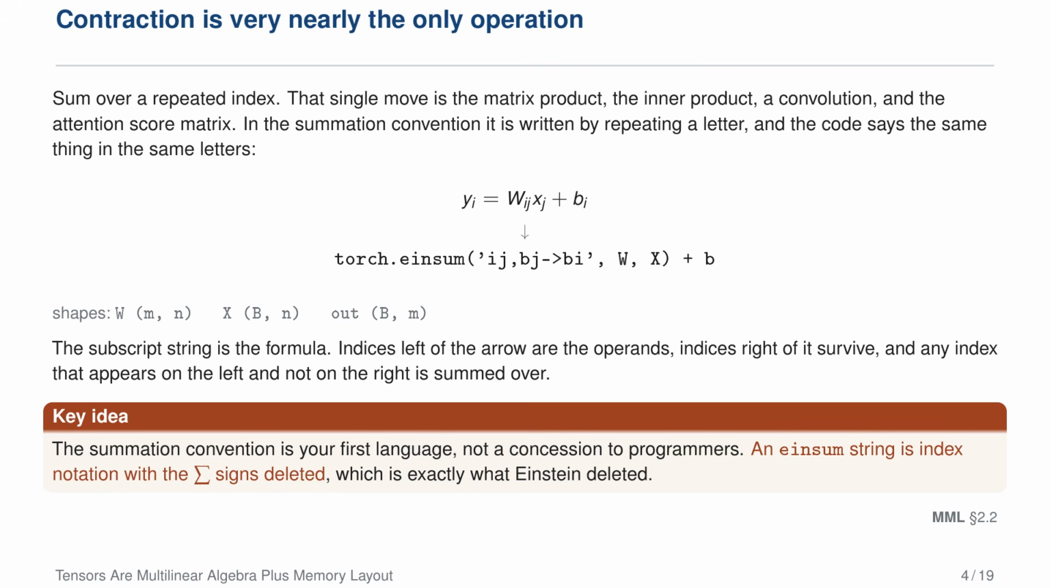Indices before the arrow name the operands. Indices after the arrow survive into the output. Any index that appears before the arrow and not after it is summed over. So the summation convention is your first language here, not a concession to programmers. An einsum string is index notation with the summation signs deleted, which is exactly what Einstein deleted.